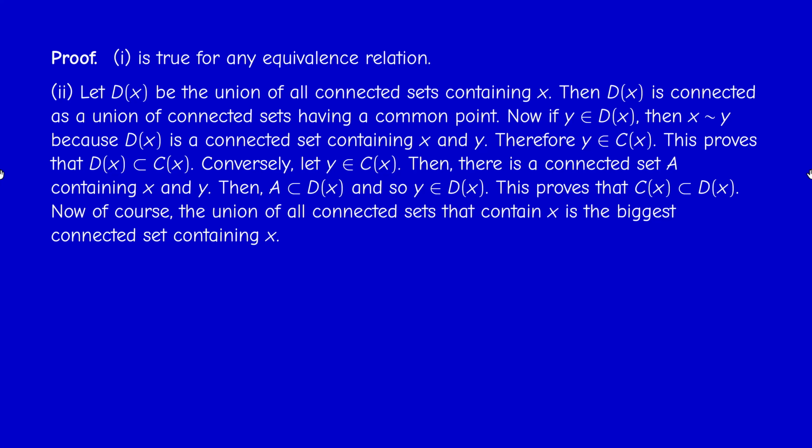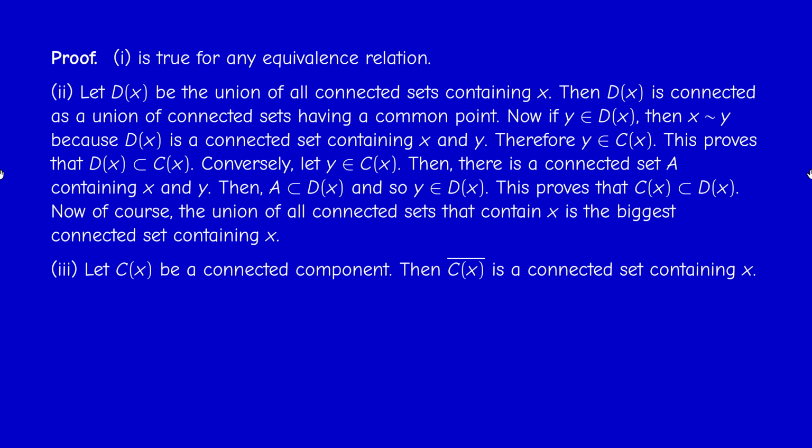And now, of course, the union of all connected sets containing x is the biggest connected set. There's no bigger element with respect to inclusion, because we exhausted all possible connected sets that contain x. So the connected component containing a point is the biggest connected set, with respect to inclusion, containing the point.